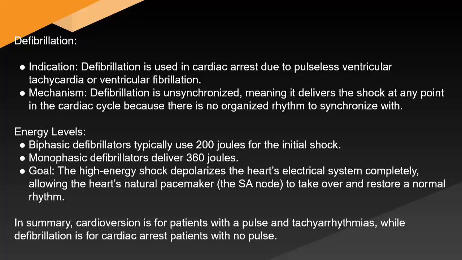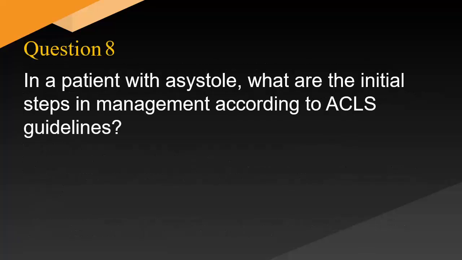Goal: the high-energy shock depolarizes the heart's electrical system completely, allowing the heart's natural pacemaker, the SA node, to take over and restore a normal rhythm. In summary, cardioversion is for patients with a pulse and tachyarrhythmias, while defibrillation is for cardiac arrest patients with no pulse. ECA patient with asystole: what are the initial steps in management according to ACLS guidelines?